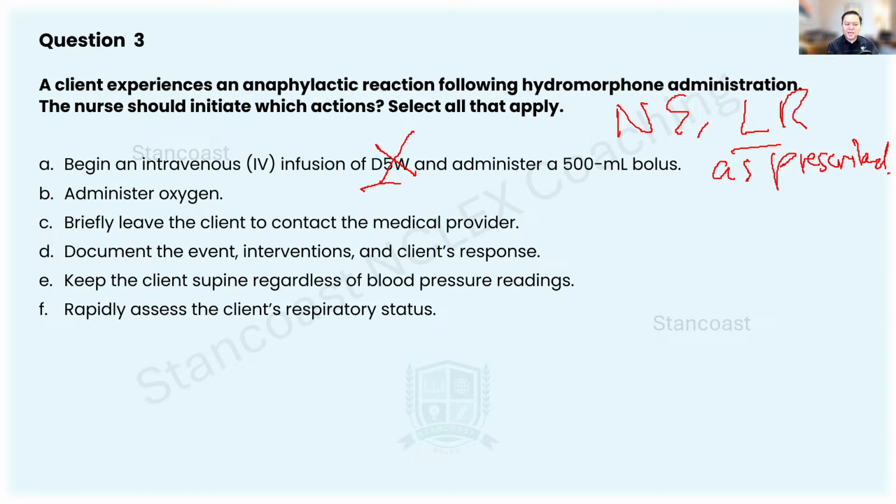Now, we know that we really need to give bolus for this patient with an anaphylactic reaction, but we need to have the correct IV fluid. We need to give them the isotonic fluid. All right? The crystalloid. The D5 water that we have is not going to address the low blood pressure. Okay? It lacks the saline in it. Let's have letter B. Administer oxygen.